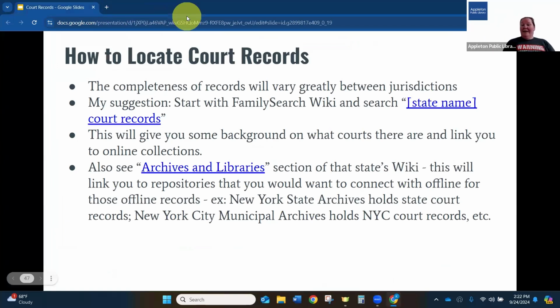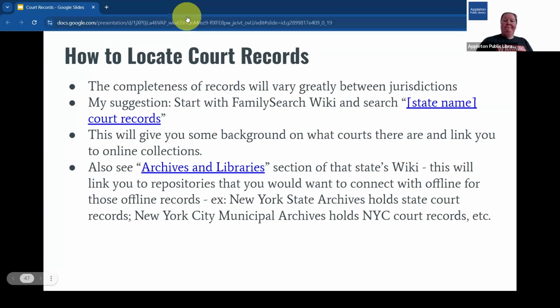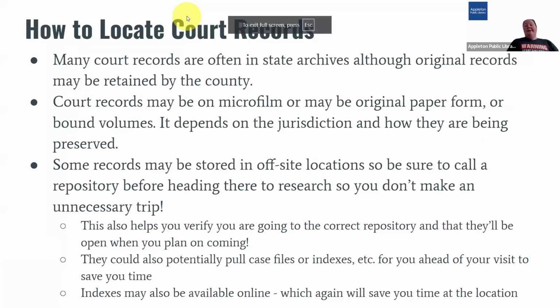You can see, for example, the New York State Archives would hold state court records, and then there's a New York City Municipal Archives that holds New York City specific court records, if I dived a little deeper into that archives and library section. So it's going to tell you where to follow up offline. Like we just saw on that Wikipedia page, a lot of those court records that are offline are often in those state archives. But they might still have the original records at the county level. So it's going to depend on the areas you're researching and what time period.